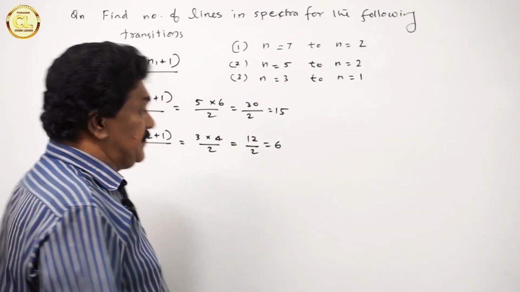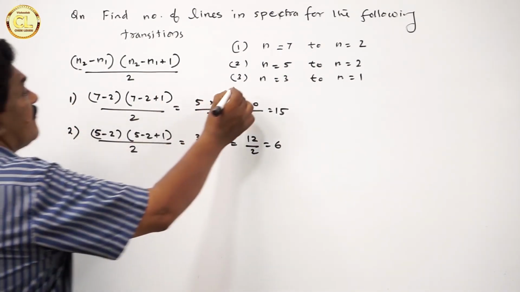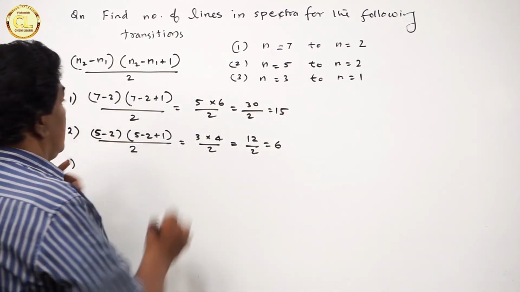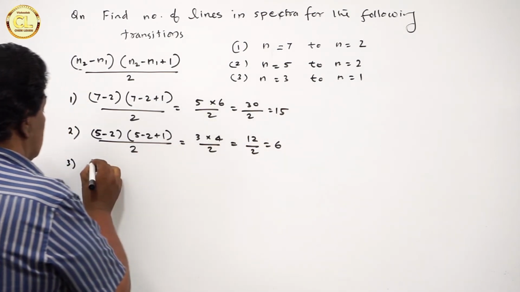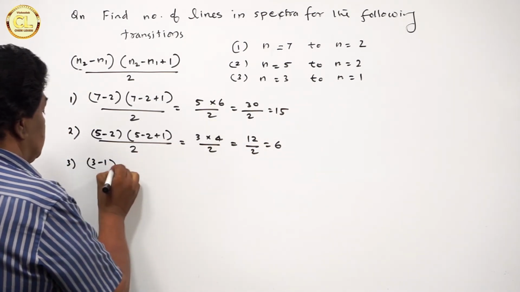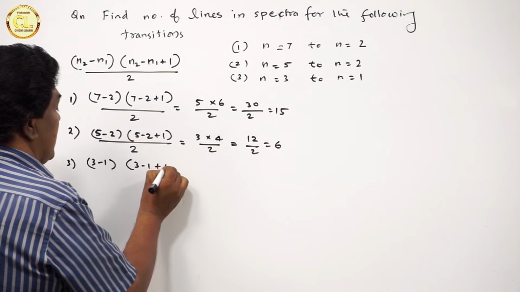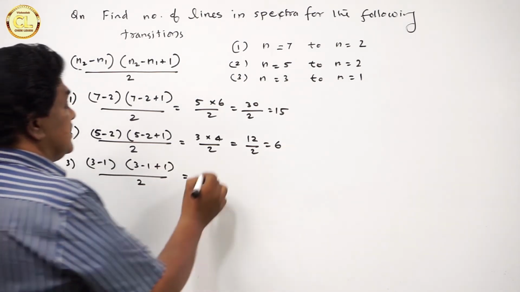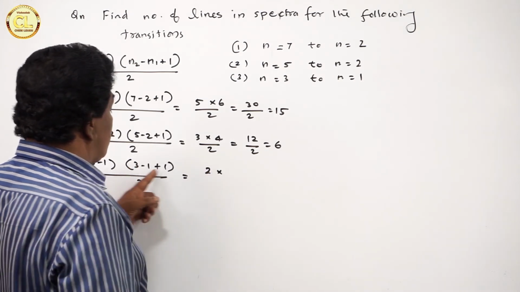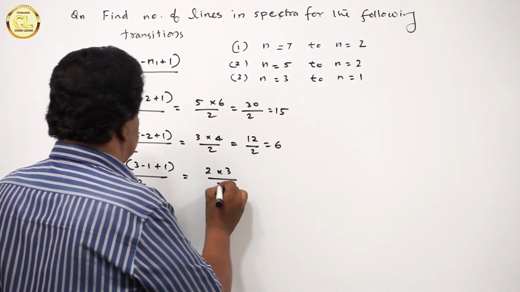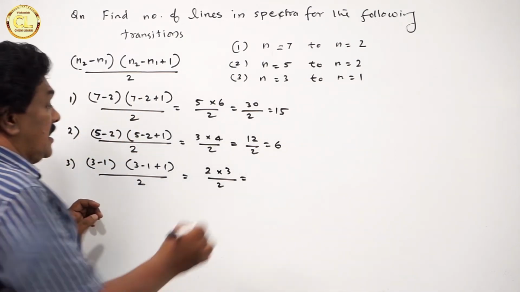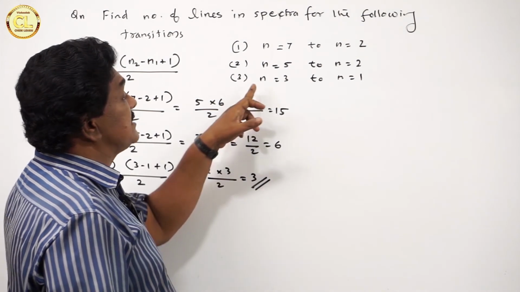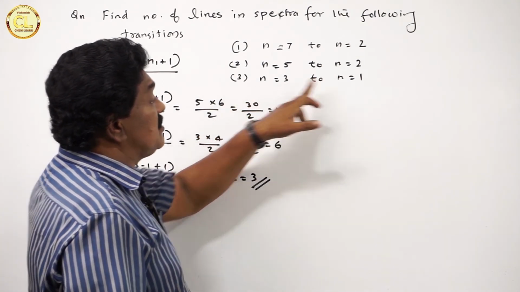Now let us check for the third transition. The higher value is 3. So 3 minus 1 into 3 minus 1 plus 1, the whole divided by 2 is equal to, this is 2 into 2 plus 1, 3, 3 divided by 2, that is equal to 3. See, 3 lines are produced during the transition from n is equal to 3 to n is equal to 1.